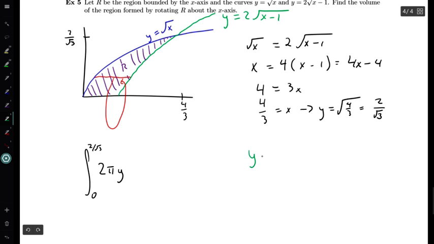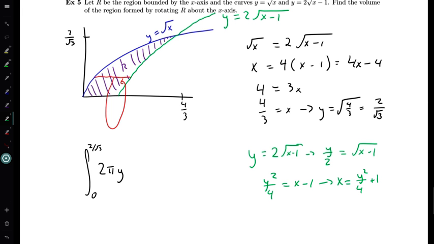On the green curve, we have y equals 2 root x minus 1, and so that's going to tell me that y over 2 equals root x minus 1. Squaring both sides is going to give me y squared over 4 equals x minus 1. And adding 1 to both sides is going to give me x equals y squared over 4 plus 1. Great, so that gives me the x value on my green curve.